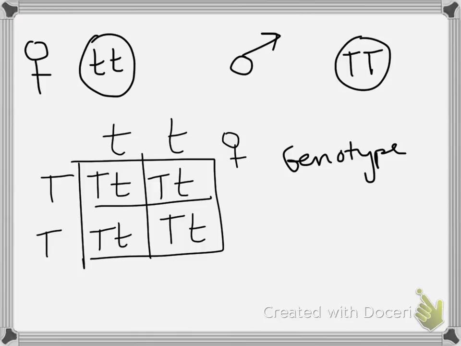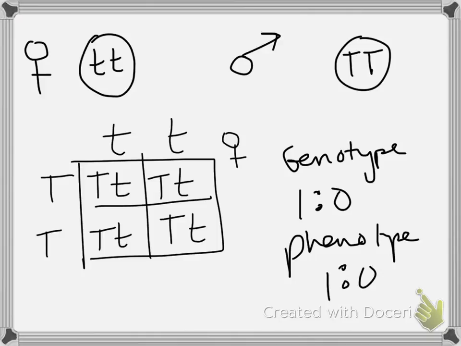So here, the genotype ratio, we would say, is 1-to-0. They all have the same genotype. Guess what the phenotype ratio is? 1-to-0. And I should put the word ratio in here. Those ratios are really important.